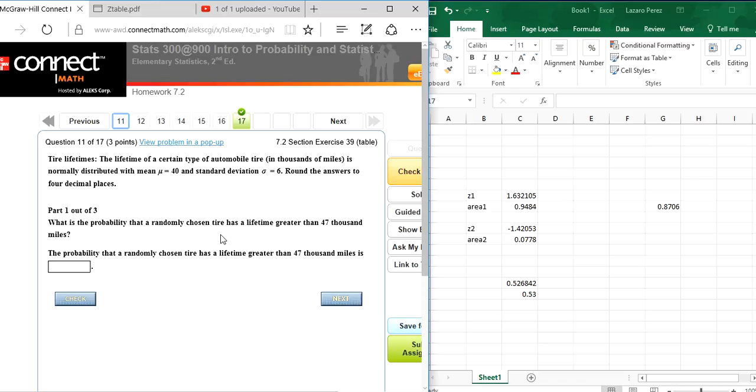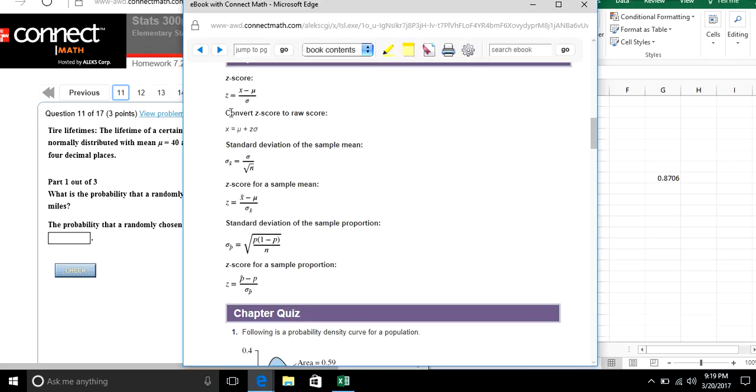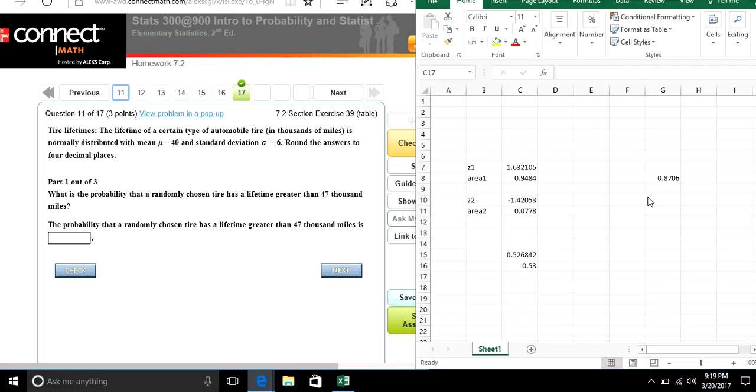What is the probability that a randomly chosen tire has a lifetime greater than 47,000 miles? All right, they're asking for the probability. So that means immediately I know we're going to use the z-score formula. We're going to find our z-score and change it to probability. All right. So they give us the mean of 40, standard deviation of 6. Has it greater than 47. Since it's greater, we're going to do the complement.